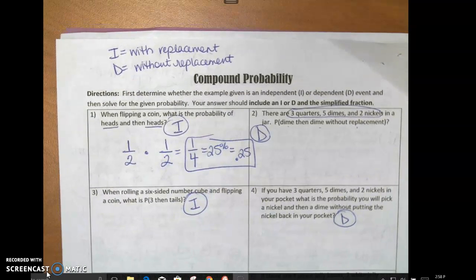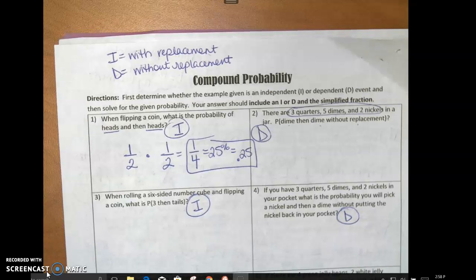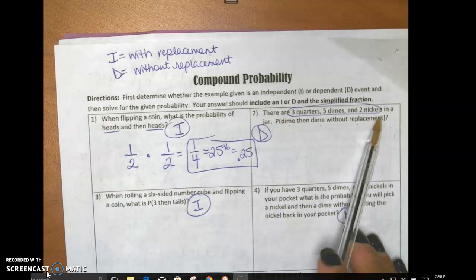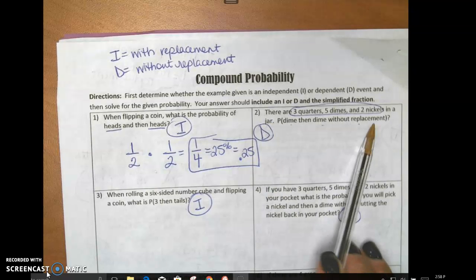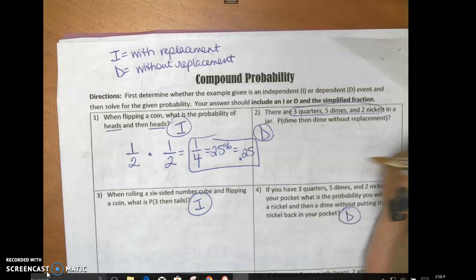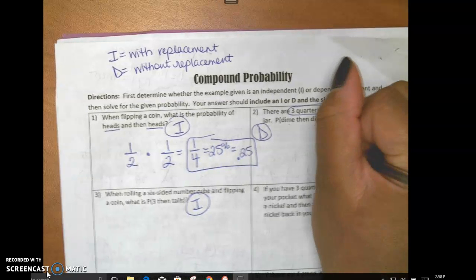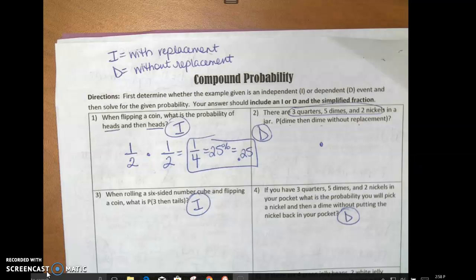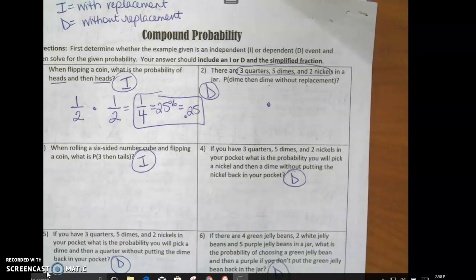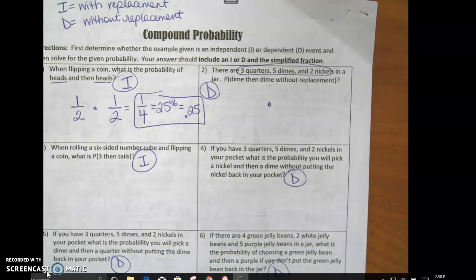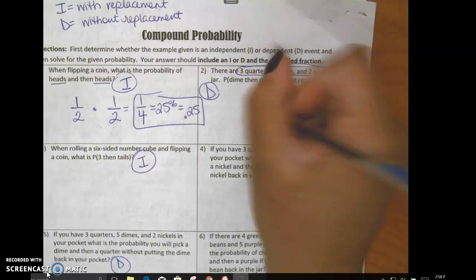All right, thank you. Okay, there are 3/4, 5 dimes, and 2 nickels in a jar. What's the probability of getting a dime and then a dime without replacement? I'm multiplying. How many dimes? What's the chance of getting a dime first? Nobody should be talking unless they're answering this question. Yes, you raise your hand first. 5 out of 10, because that's my dime.